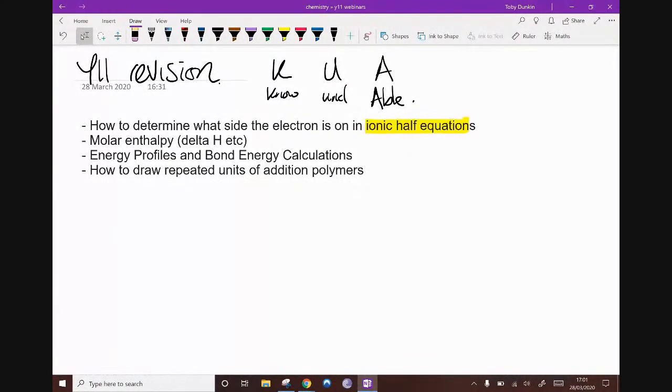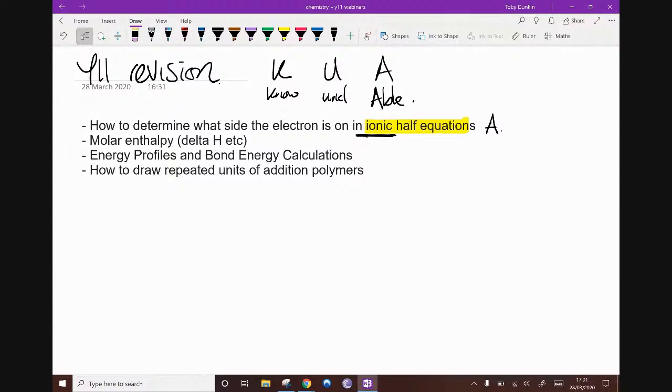So that first one, this one will be a learning objective of be able to understand and build half equations. Now you've done ionic half equations, and I feel like there's detail here that's missing, because in GCSE you only really come across electrolysis ionic half equations, but every now and again it does crop up that question.